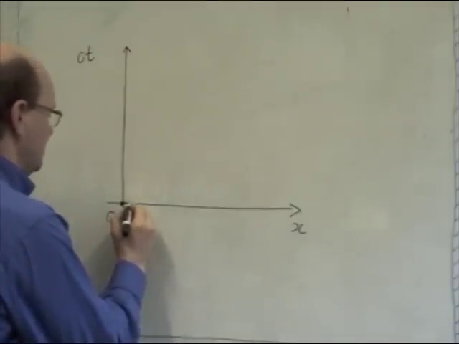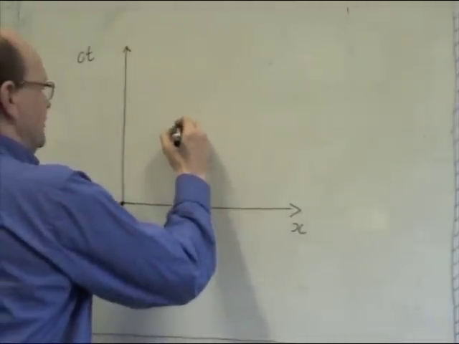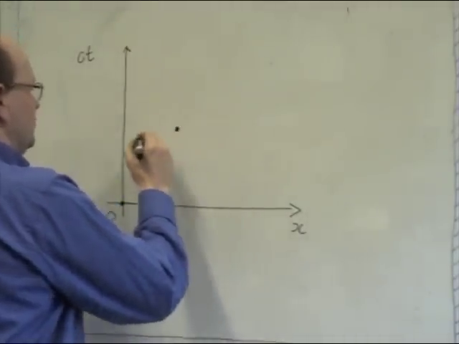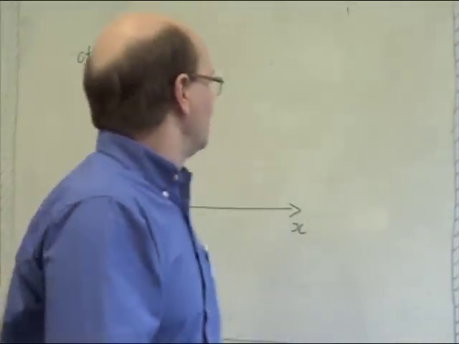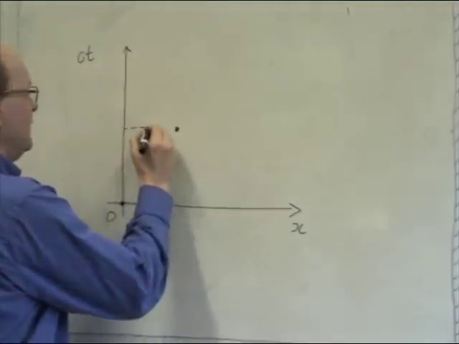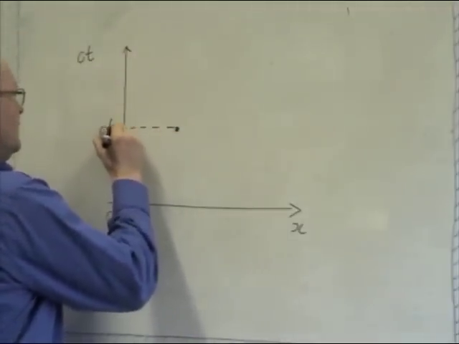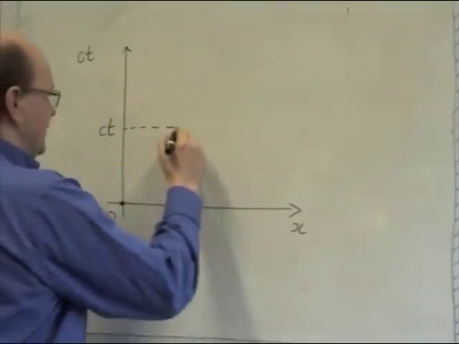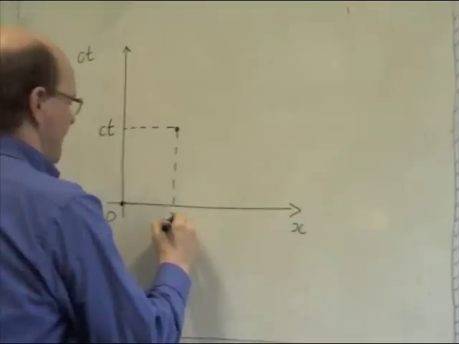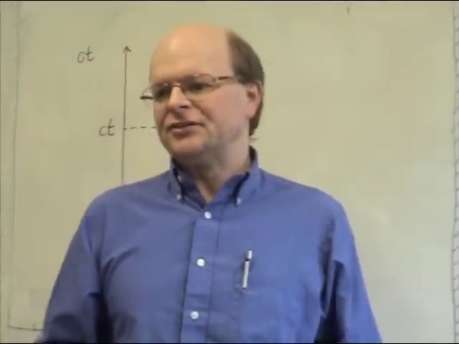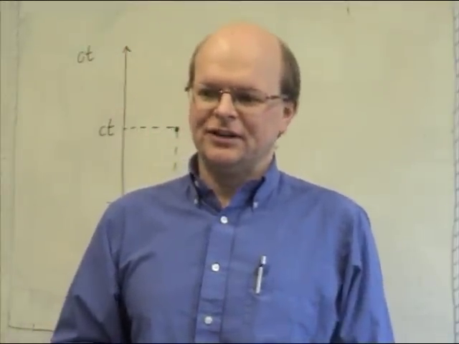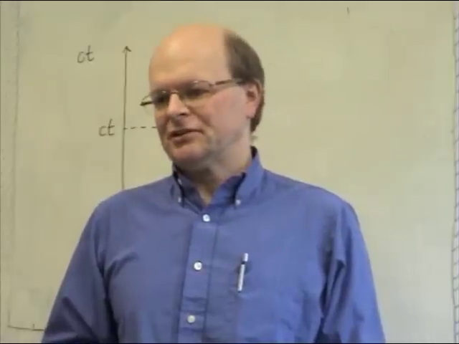So, if we draw an event here, this is just an event, and it can be anything, it's any event. And let's say it has some coordinates, and those coordinates are CT and X. Right? Those are the time of the event and the position of the event as observed by a particular observer.